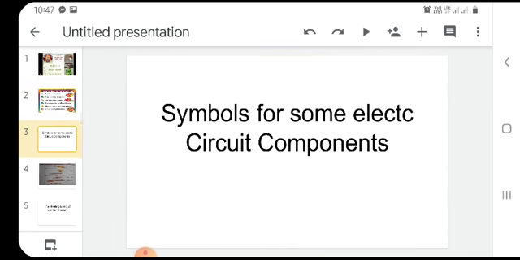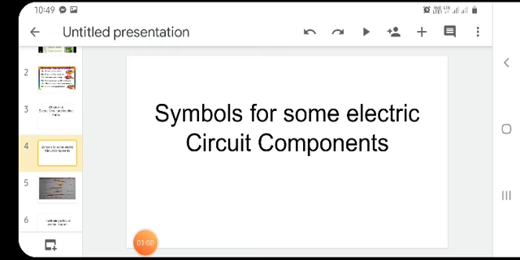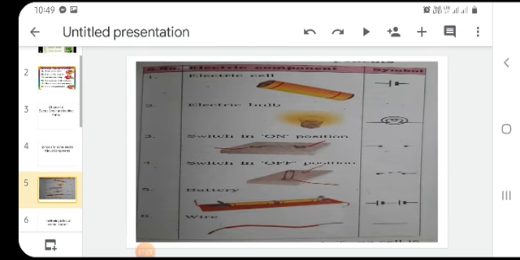In this chapter, we are going to learn about symbols for some electric circuit components. Dear students, here is a picture in which you can see the symbols for some electric circuit components. First is the electric cell, and you can see its symbol. Second is the electric bulb. The symbol of the electric bulb you can see on your screen.